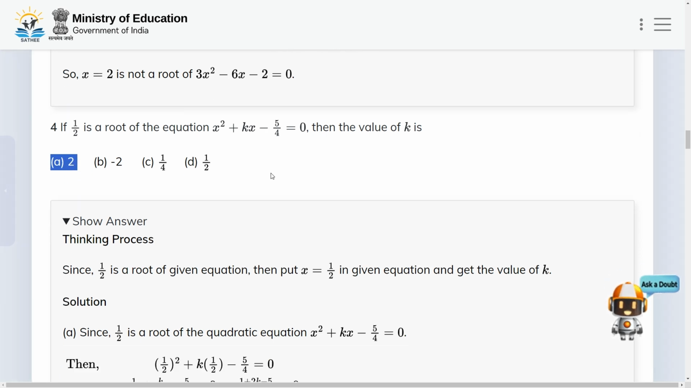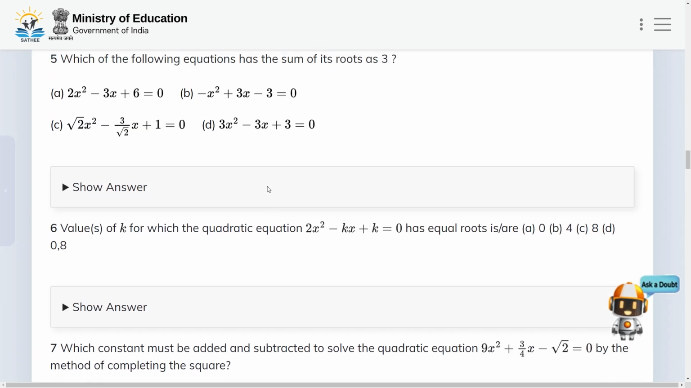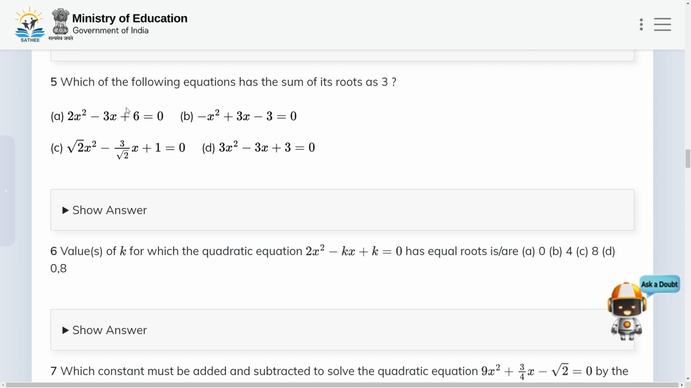Okay, so now let us move to question number 5. Which of the following equations has a sum of its roots as 3? Okay, so we are given 4 equations in 4 options. Among these 4 equations, which equation has the sum of its roots as 3? Okay, so let us check.